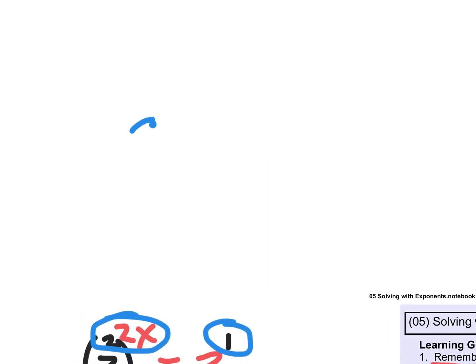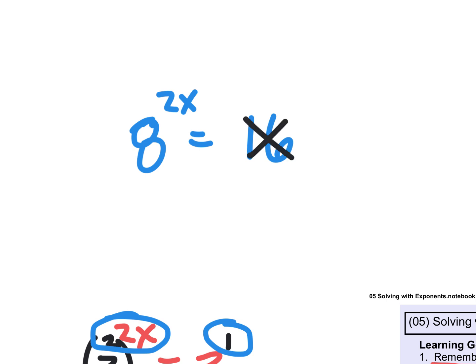Let me think. 8 to the 2x equals 16. So you can't make 16 into 8 to a power. It doesn't work. Could make 16 into 4 squared, but then 8 isn't the same as 4, and then you can't make 8 into a 4. What on earth are you going to do? I hope you realized that you could replace the 16 and the 8 with 2's done creatively. 16 is 2 to the 4th, and 8 is 2 to the 3rd.